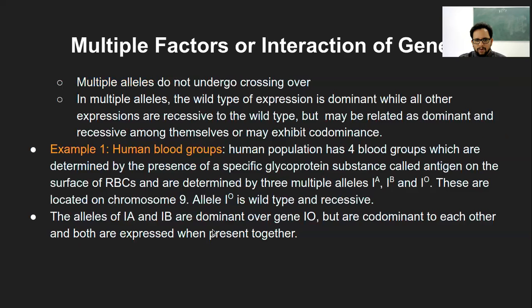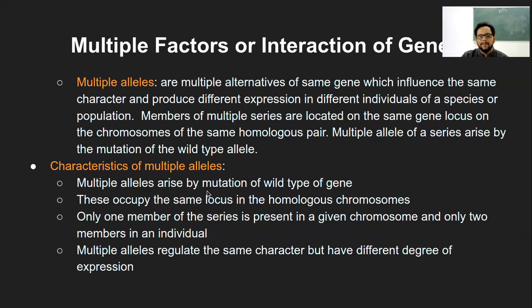Let's look at multiple alleles first and then we'll go to epistasis. In case of multiple alleles, they have certain characteristics. They arise by the mutation of the wild type gene, which we have already seen how and why. These multiple alleles occupy the same locus in the homologous chromosome, which we have also seen. That means one copy will be on the mother's chromosomal set and the other on the father's chromosomal set.